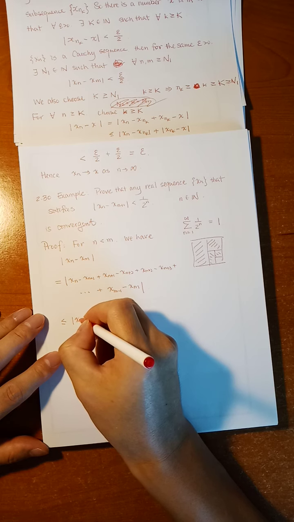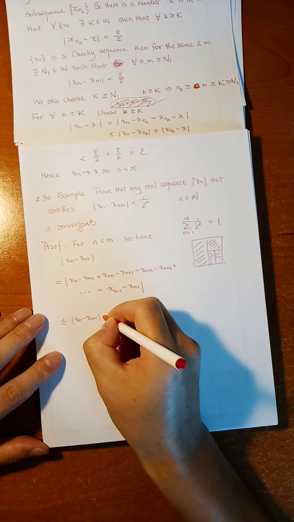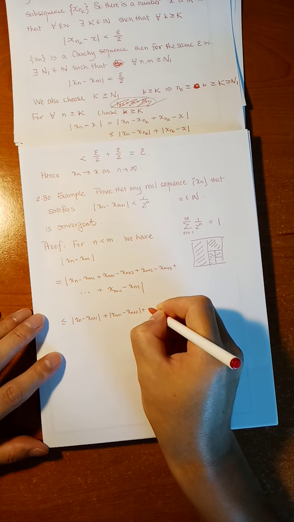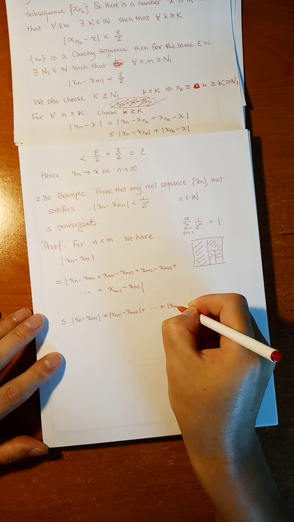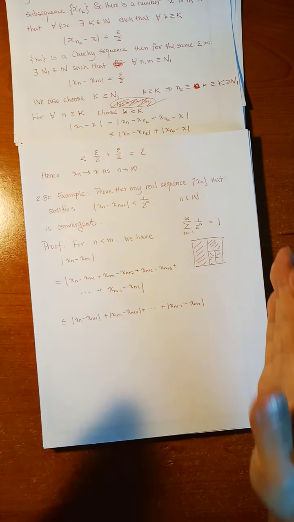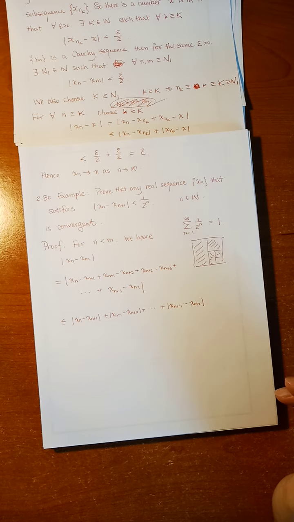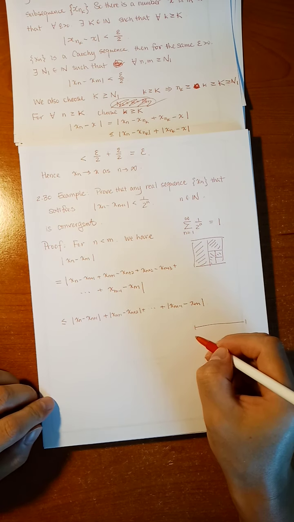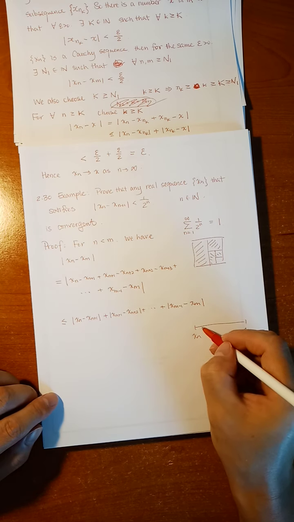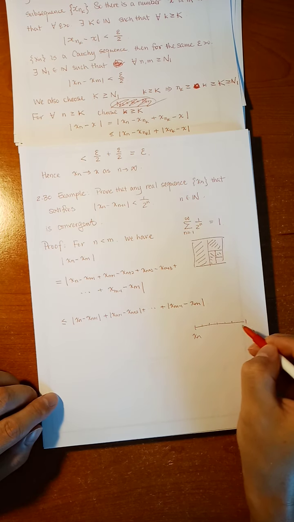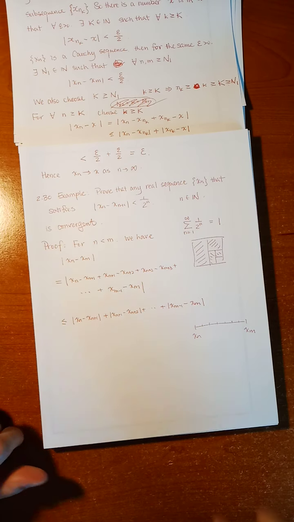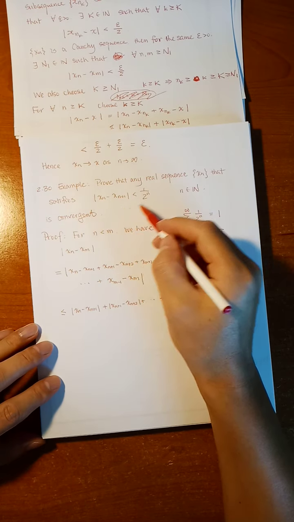So you have |xn minus xn+1|, |xn+1 minus xn+2|, up to |xm-1 minus xm|. Okay, cut it. It's like you want to measure the distance from xn to xm, you just cut and count the difference here, here, here, here, here. Right? And then you can apply the condition.